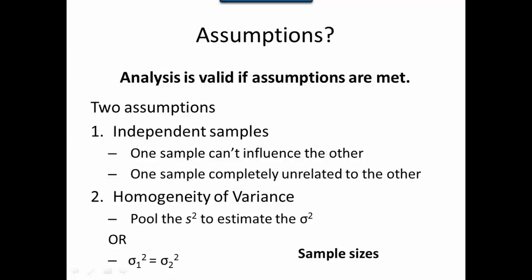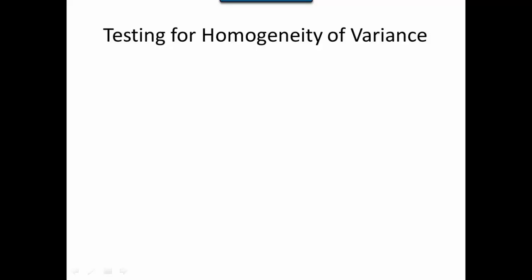If your sample sizes are the same, if the size of one group is the same as the size of the other one, you do not have to worry about homogeneity of variance. Any change in the variance or difference in the variance between the two groups is not going to affect the test. However, if the sample sizes are different, we need to adjust the test if the variance is different in the two groups.